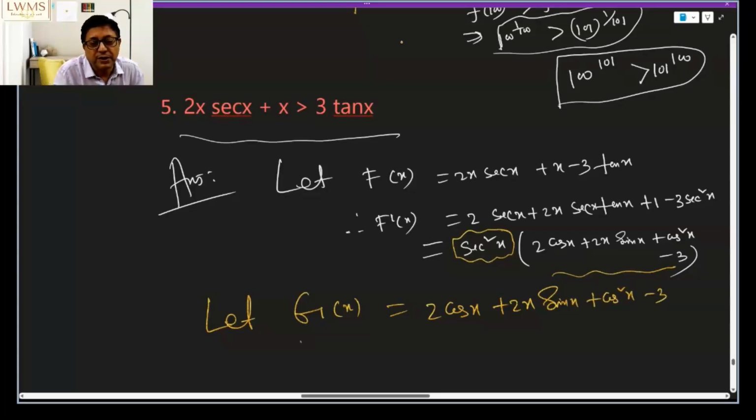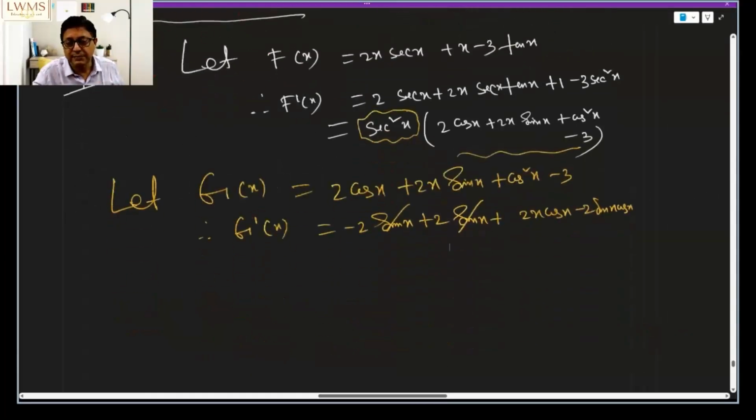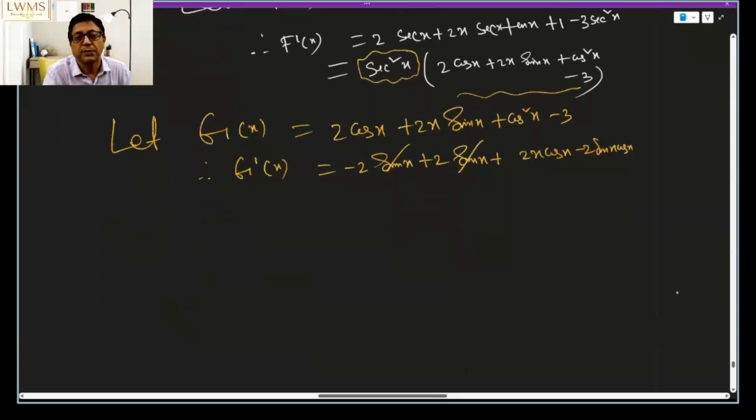Clear? Therefore, g dash takes... okay. These two getting cancelled. What is remaining over there? Let's see. So this is, you take 2 cos x common.